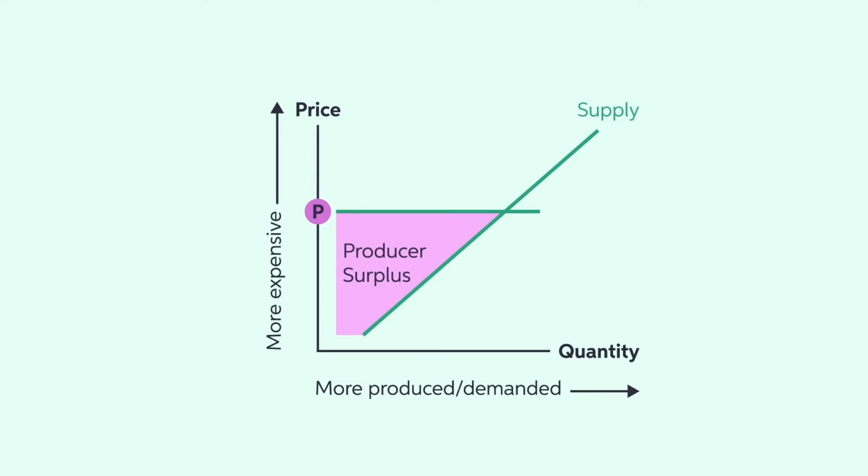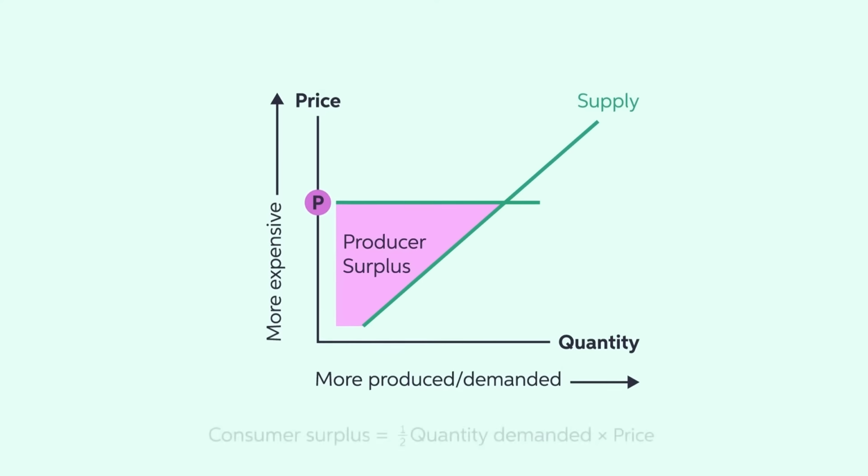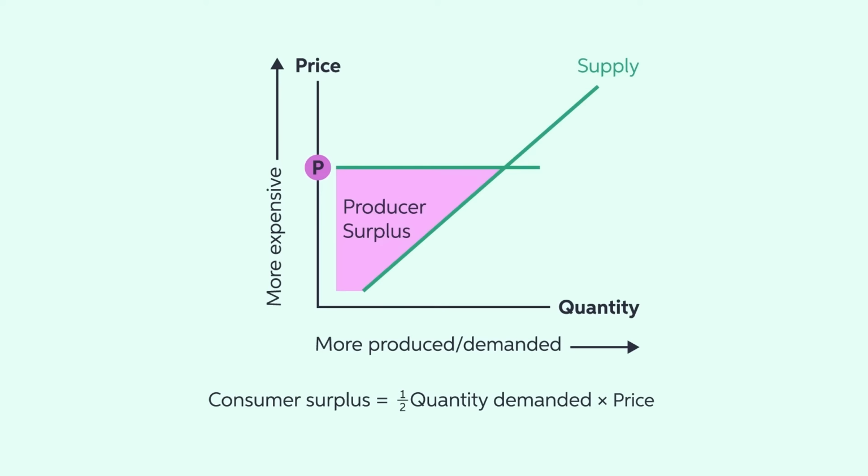The area of the producer surplus is the triangle made by the intersection of the supply curve with the price line. Recall that the formula for a triangle is 1/2 base multiplied by height. In this case, quantity is the base and price is the height. Let's take a look at how that happens.